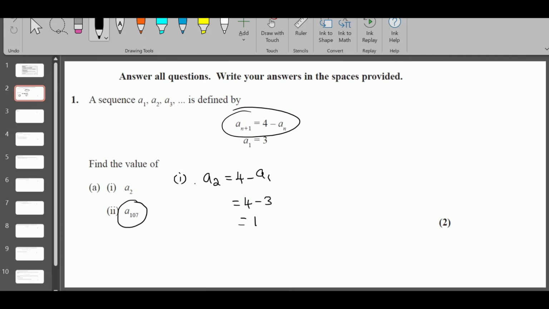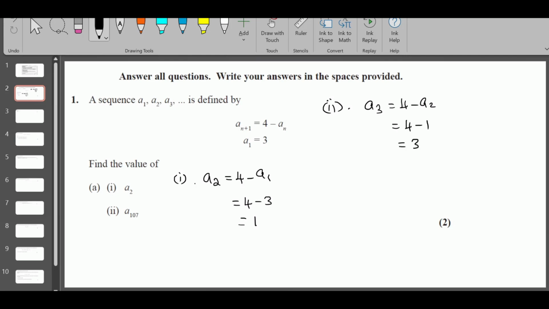107th term. So we are not going to sit there and find all the terms all the way to 107, right? Whenever suddenly they are asking some large number like the 107th term, 205th term and so on, this is most probably a periodic sequence. To prove that, you need to find the next term A3, which is 4 minus A2, so 4 minus 1 is 3.